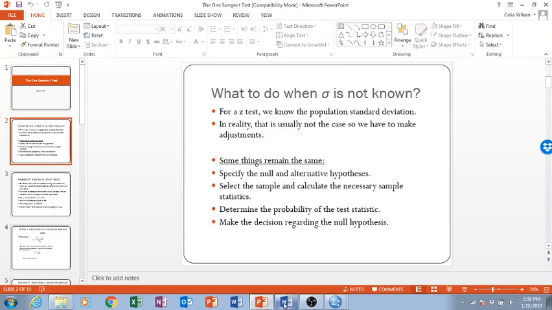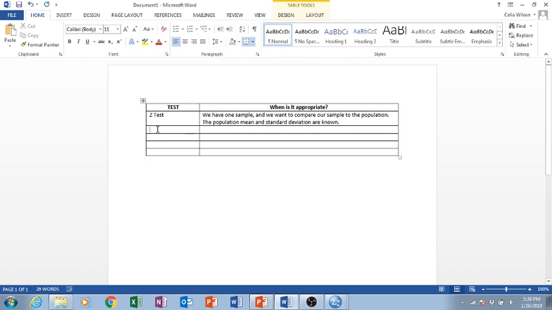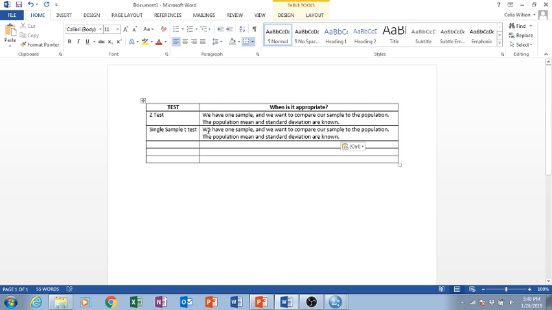So if I go to my chart that I'm creating and I have the z-test, I'm going to put in single sample t-test. Okay, now it's going to be very similar to what we have up here. In fact, I can even copy and paste it and then make some changes, because we have one sample still, and we want to compare our sample to the population still. The population mean, here's where the change comes in.